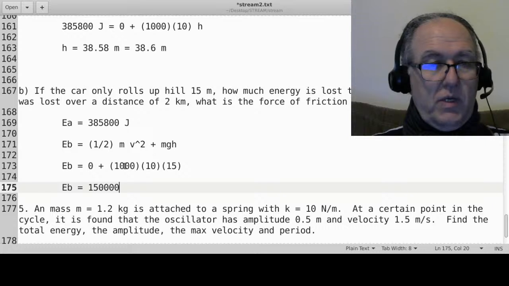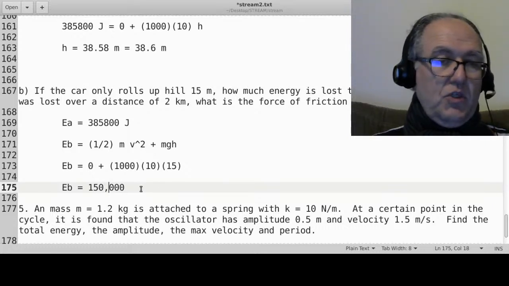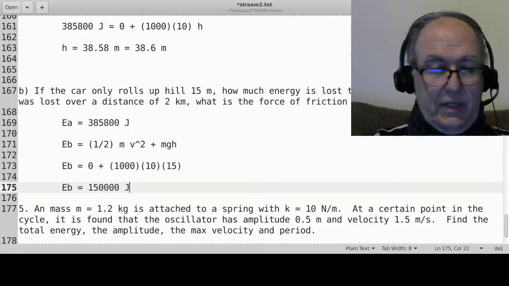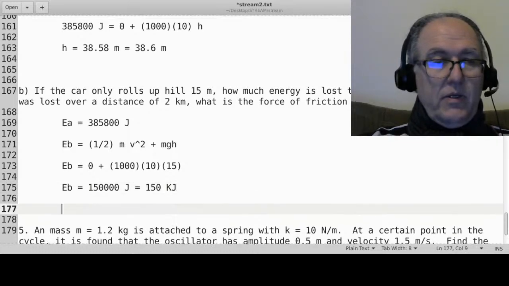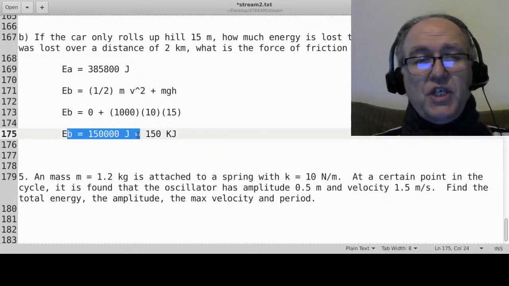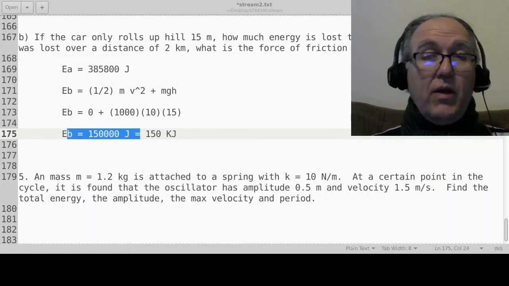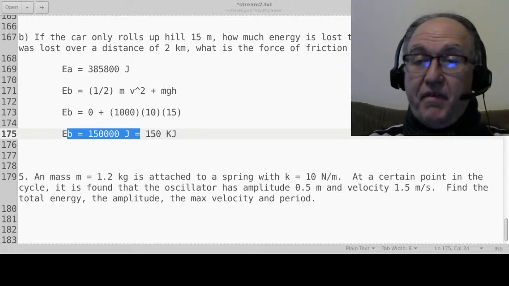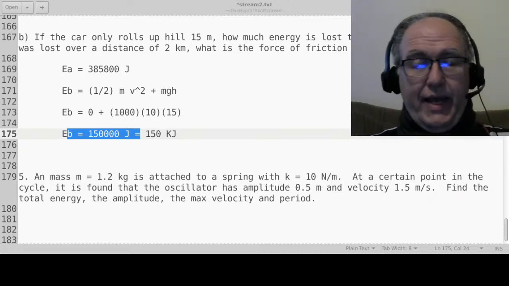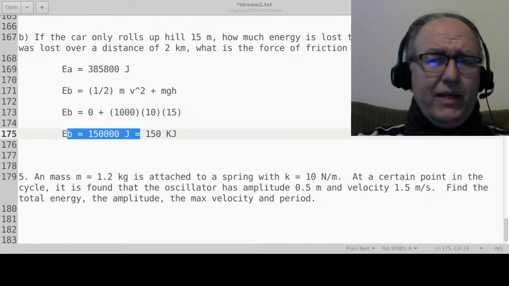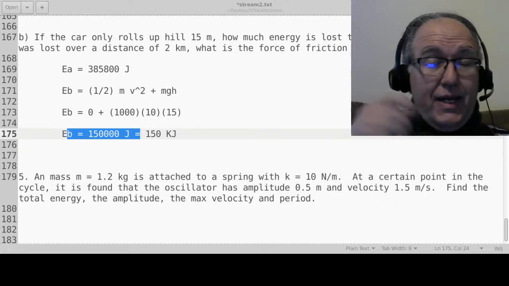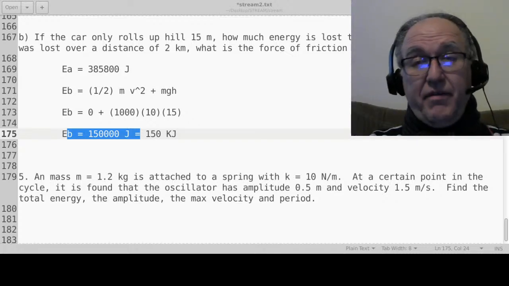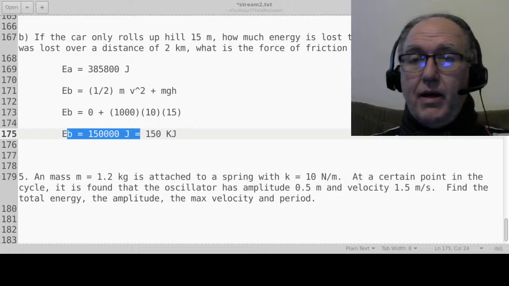Do I have enough zeros there? 1, 2, 3, 4. 150,000 joules. Yeah, it looks like I got it right, or 150 kilojoules. That's how much energy it now has if it only rises a distance of 15 meters before it stops and starts to roll down. Remember, when it stops, it's got no kinetic energy, so it's all potential energy, and mgh for 15 meters is only 150 kilojoules for this car.